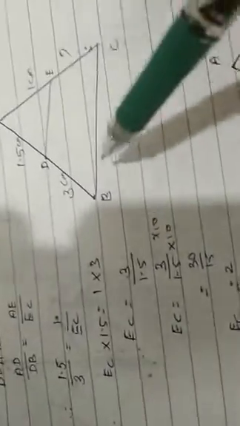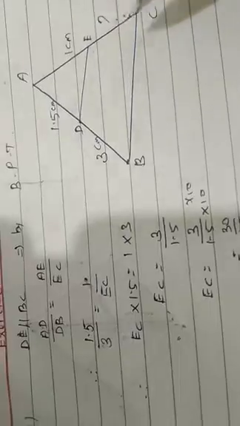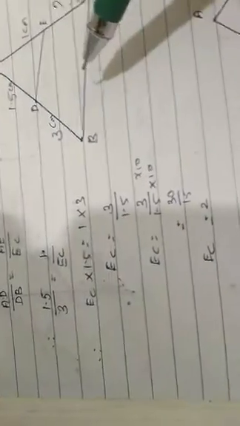Now by using the basic proportionality theorem, if this line is parallel to side BC of a triangle, we can write AD divided by DB equal to AE divided by EC. Substitute the values: 1.5 by 3 equal to 1 by EC. Using cross multiplication, 1.5 into EC equal to 1 into 3, so EC equal to 3 by 1.5. After cancellation we get 2. So we used the basic proportionality theorem for the parallel lines.